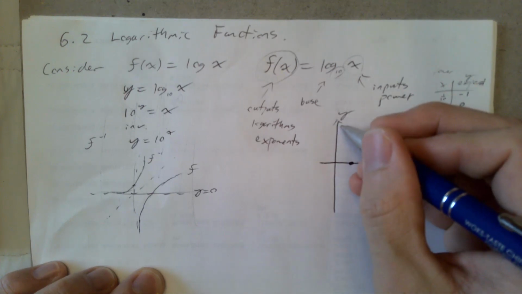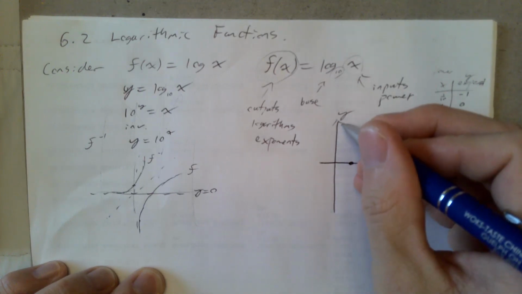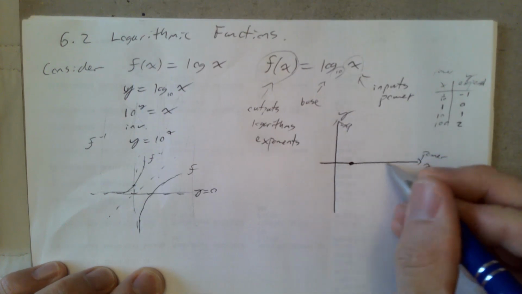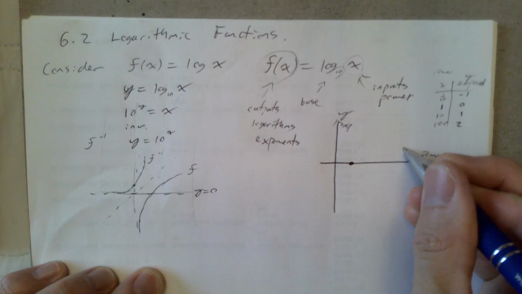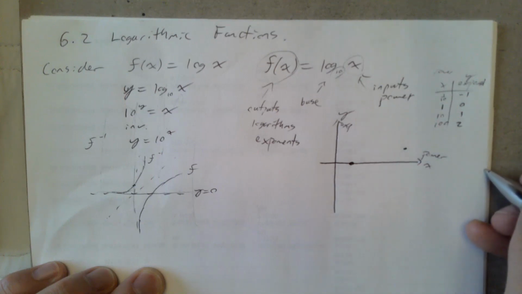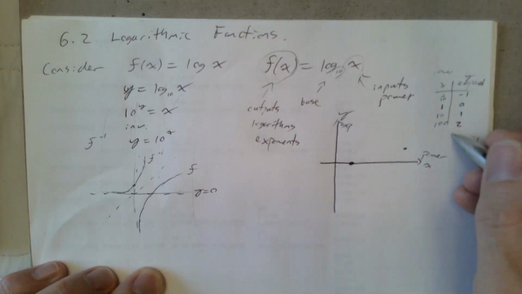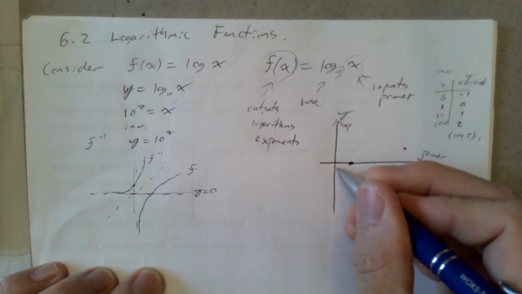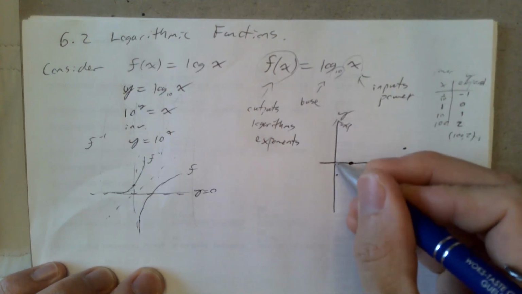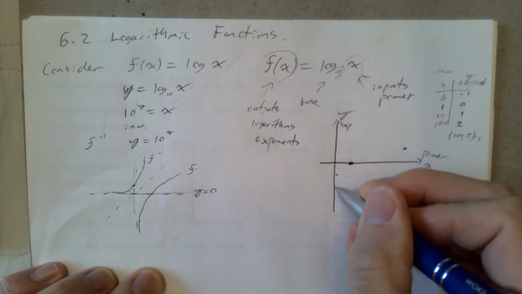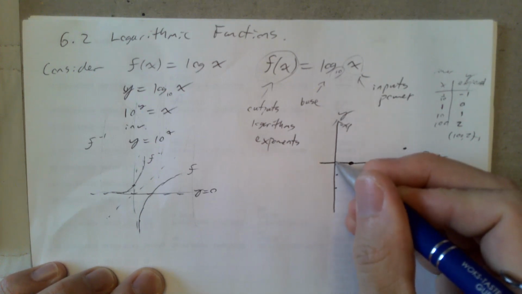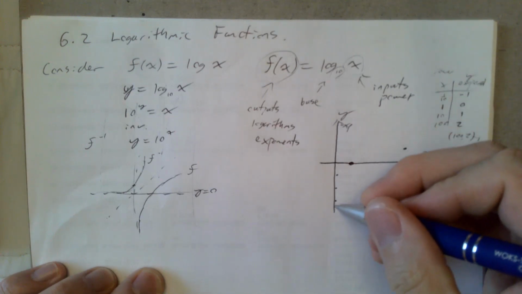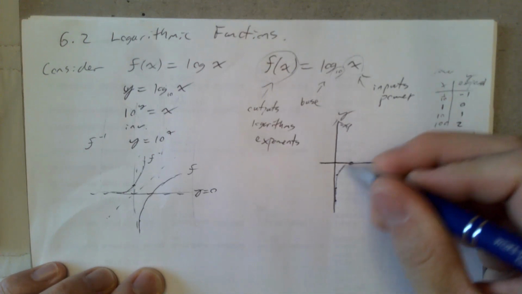Here's my power of 10. Here's my exponent that I place on a base of 10. So (1, 0). To receive the power 10, I use the exponent 1. To receive the power 100, I use the exponent 2, so I'm heading towards (100, 2). To receive the power 1/10, I use the exponent negative 1. To receive the power 1/100th, I use the exponent negative 2. To receive the power 1/1000th, I use the exponent negative 3. And I discover a vertical asymptote.